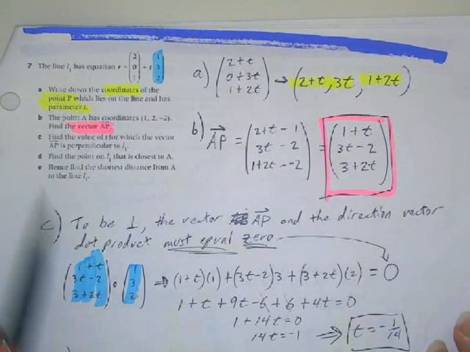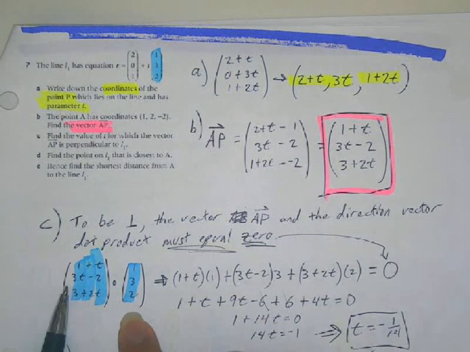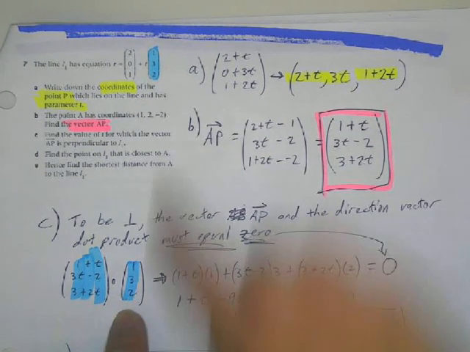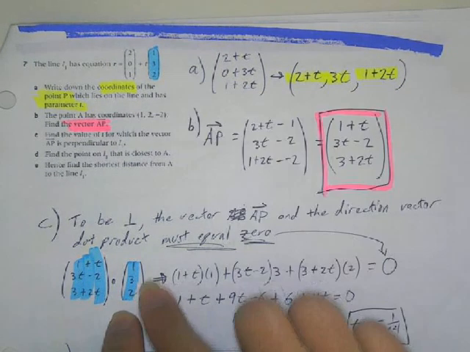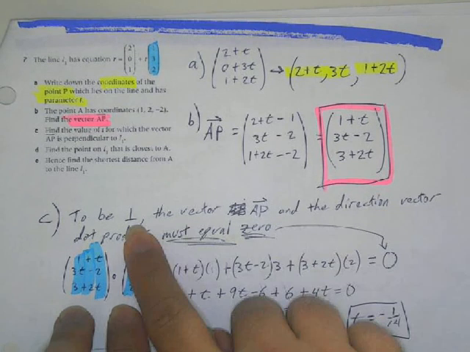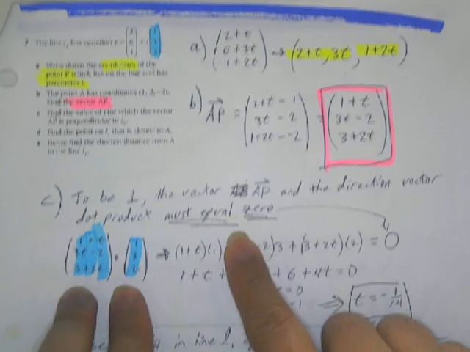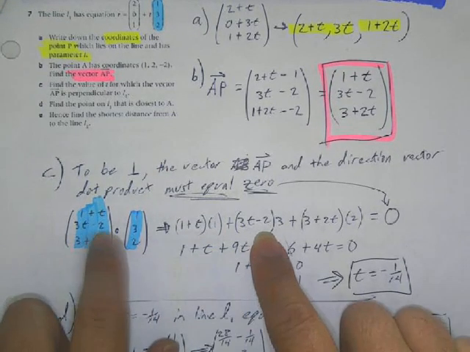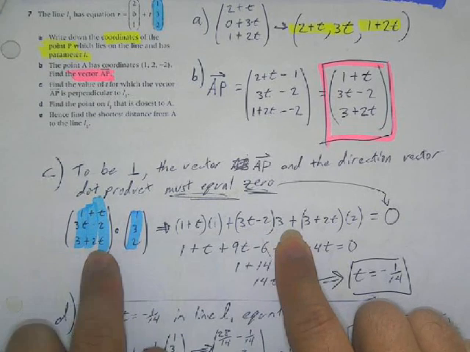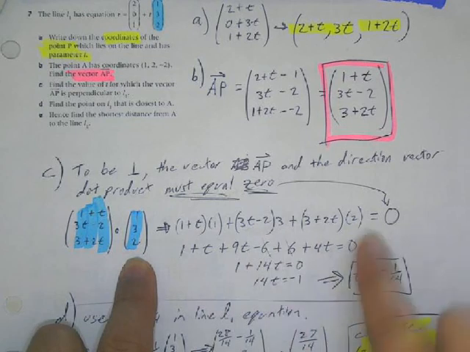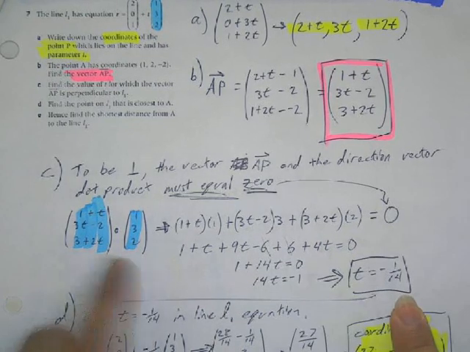So if I take vector AP dot this direction vector 1, 3, 2, if they're going to be perpendicular, then the dot product is going to be 0. So I do this times 1, this times 3, and this times 2, and we need to make it equal to 0. Now I can simplify and solve for t.